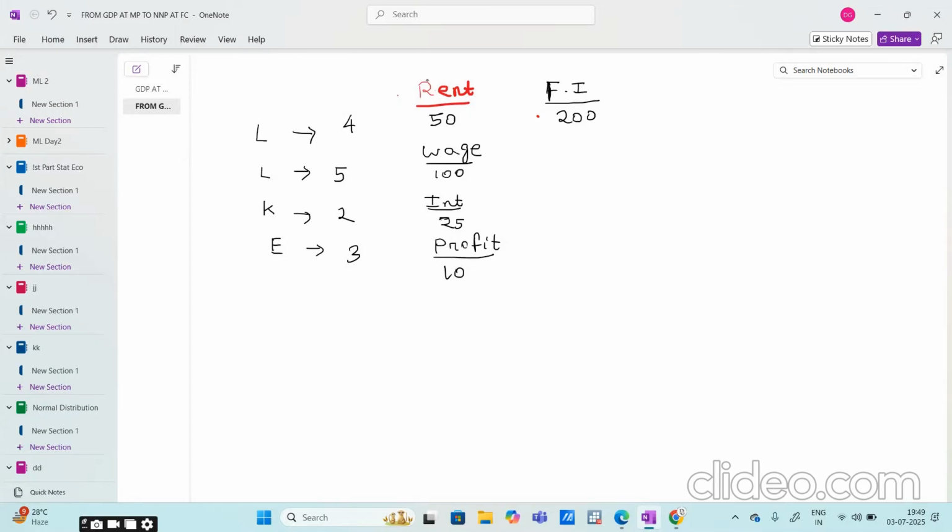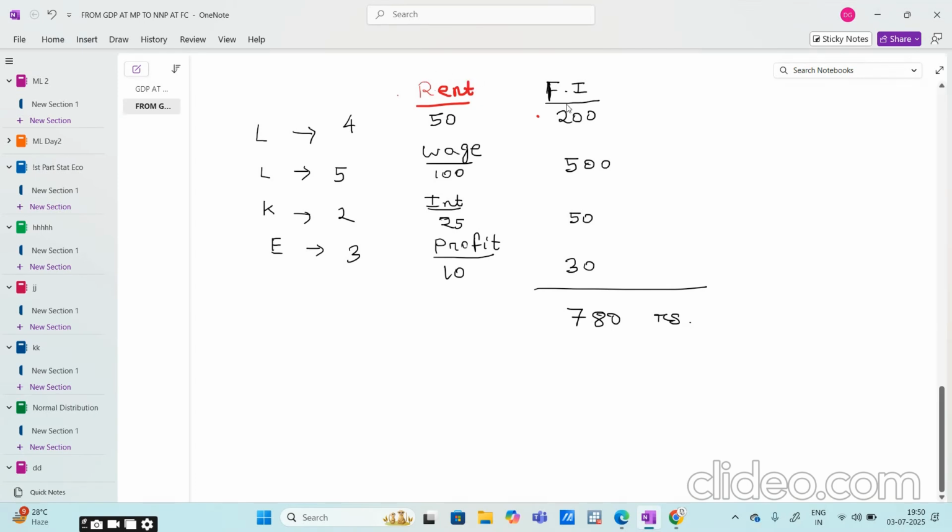If there are total 5 laborers, what will be the total wage in India? That is 5 into 100, 500. If there are total 2 capital, what will be the total interest? That is 50. And if there are total 3 enterprises, total profit will be 300. So if I add all these factor incomes, it will be 780 rupees, and that 780 rupees will be the national income of India. So in this way, with the help of income method, we basically calculate the national income of India.